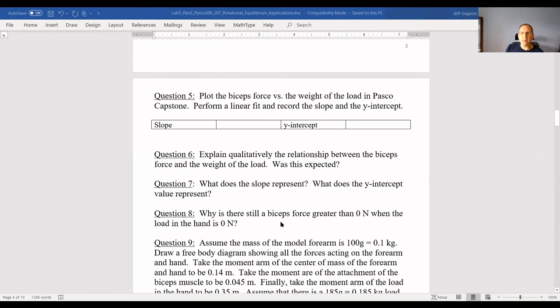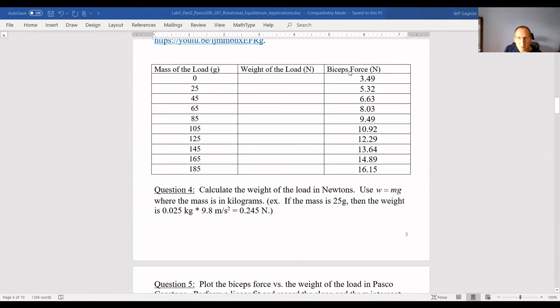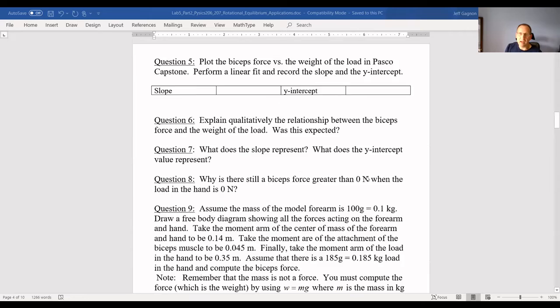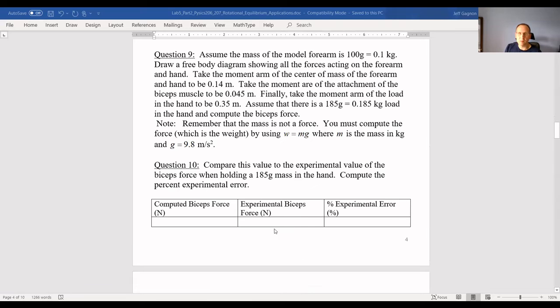Well, that's the value that we actually got from a table when I did this out. When the mass was 185, this value should be 16.15, right? The biceps force was 16.15. So when the load in the hand was 185 grams, that was the muscle force, the biceps force. So that value is just going to be 16.15. So you can just write 16.15 here.